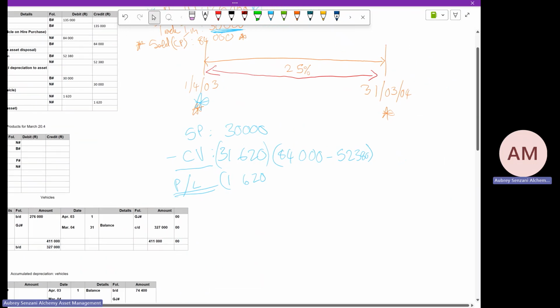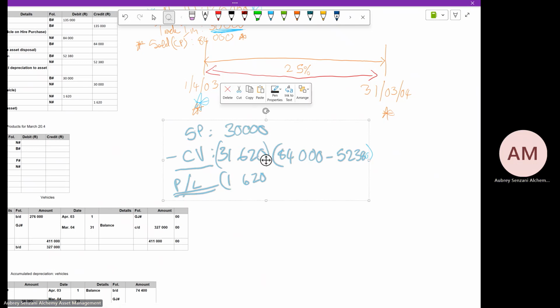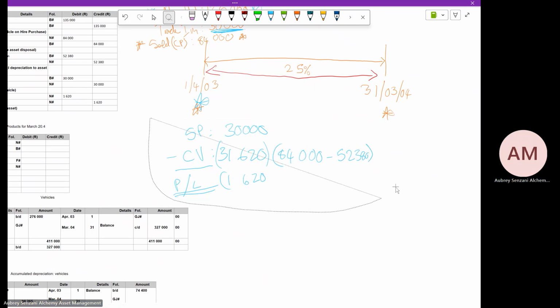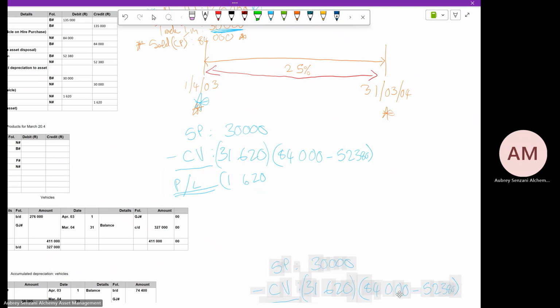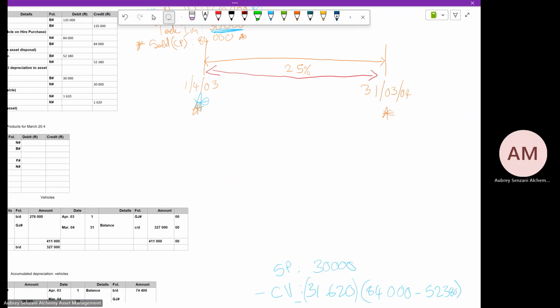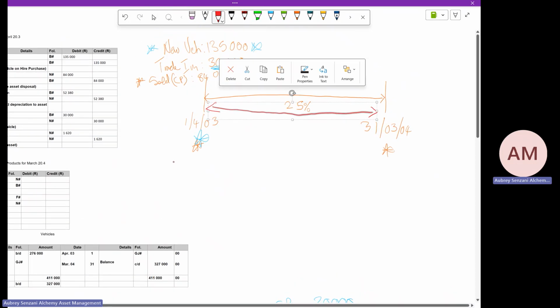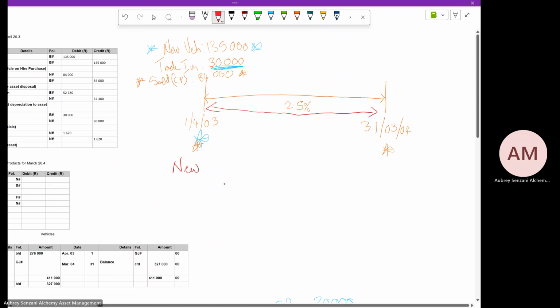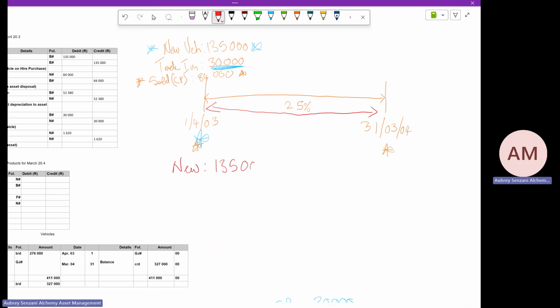On the new vehicle, where can I put this? I'm just going to move this calculation down there. So we need to calculate the depreciation on the new vehicle, which we said is 135,000. That's the value. Then we need to calculate the depreciation on the other vehicles that we have.